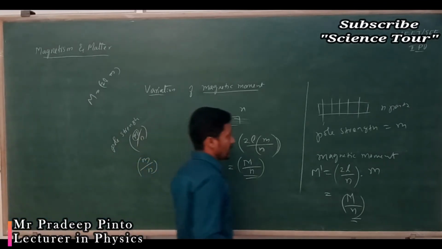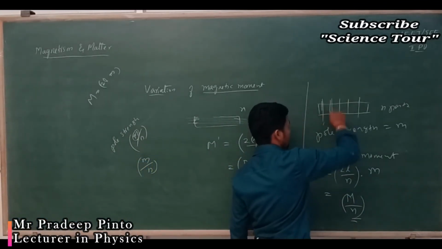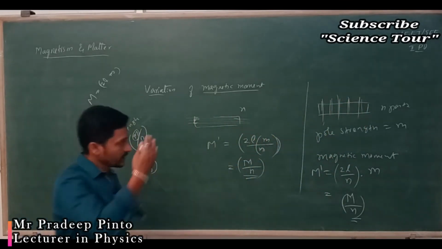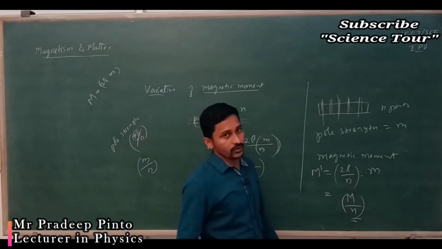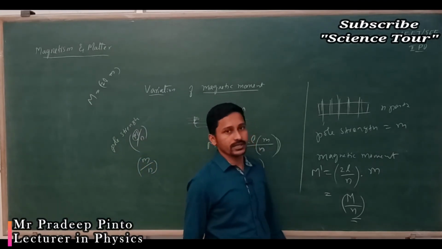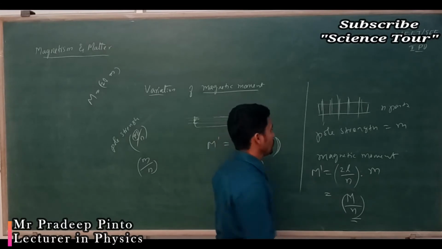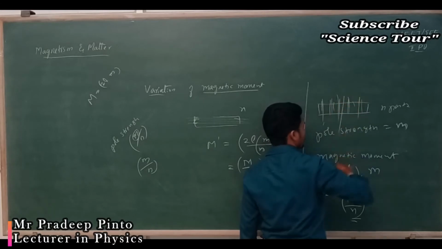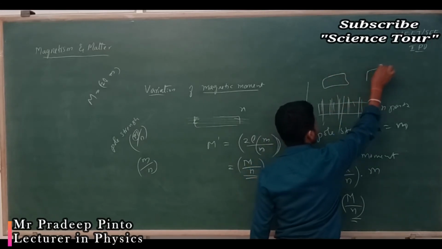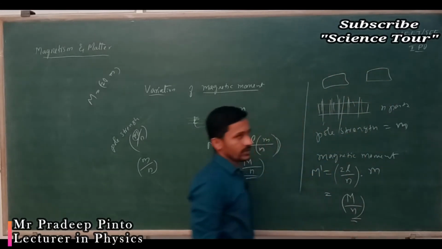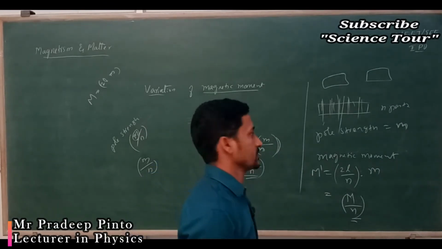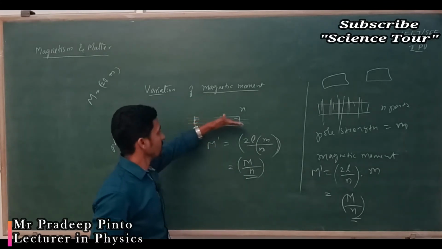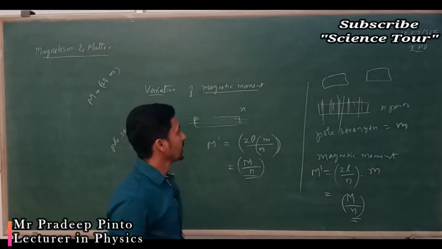Now suppose I divide the magnet equally in the vertical plane, not along the length but perpendicular to the length, into n parts. The pole strength remains the same for each part. If you cut it this way, the strength will be the same, but the magnetic moment changes because the length changes.